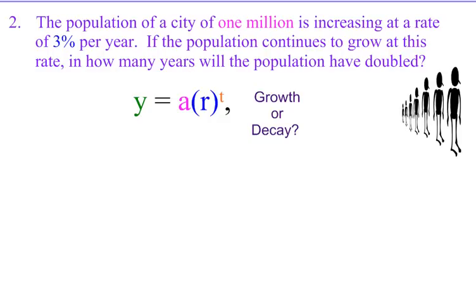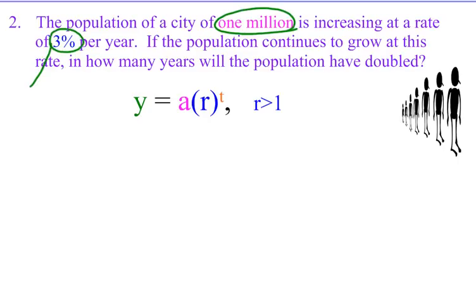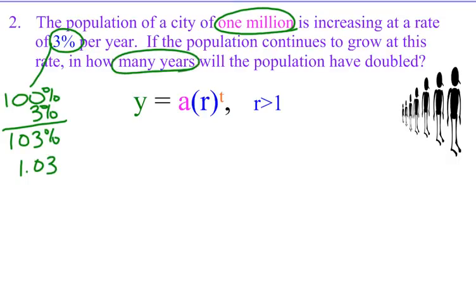So since the population's doubling, hopefully you recognize this as a growth problem. Our R is greater than 1. What we're given is that 1 million would be the A value, right? That's its initial amount. And what else are we given? The rate is 3%. So we're going to say it was 100% of the people that are there, plus another 3%. So we're at 103%, which makes my decimal 1.03. What we don't know is, it says how many years will it take for the population to have doubled. They're looking for us to leave T as a variable.